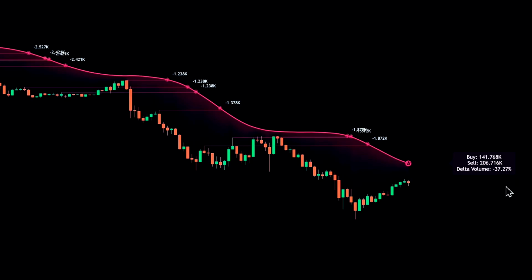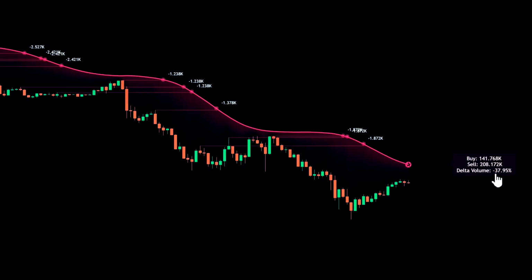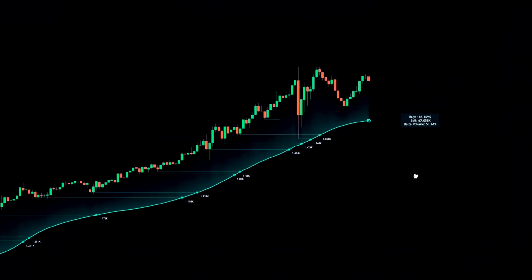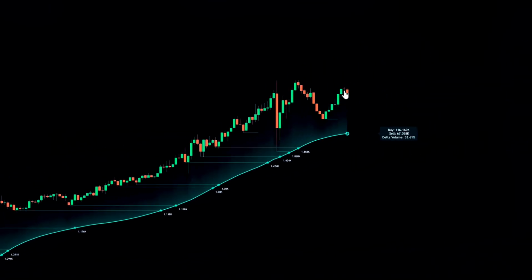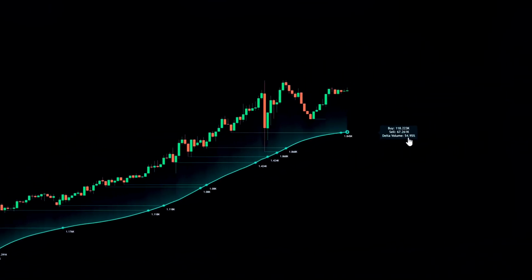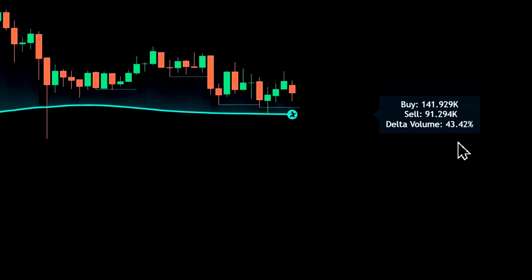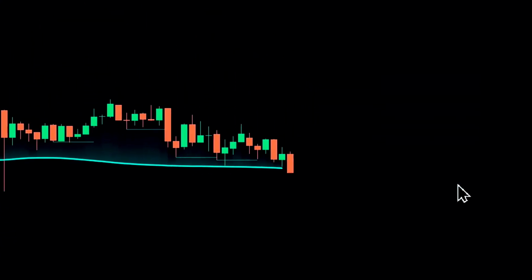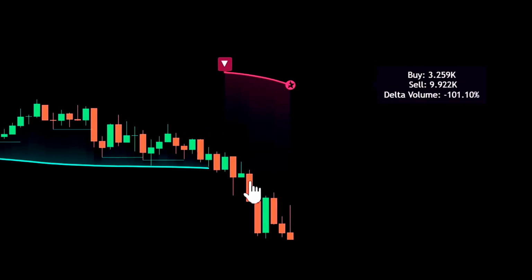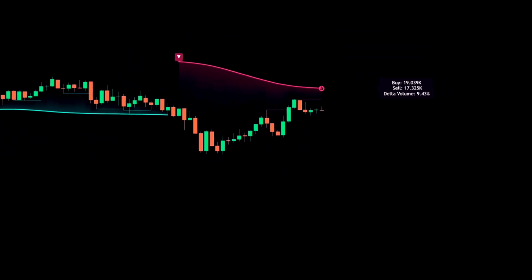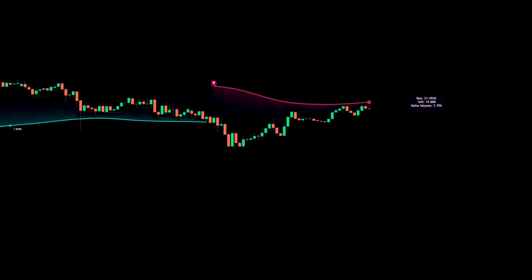This brings us to another important application of the VIDIA indicator: trend reversals. If the delta volume starts shrinking towards zero in a bullish trend, it's a sign that the trend could be reversing soon. That's your cue to start exiting any long positions. On the flip side, if the delta volume becomes less negative during a bearish trend, it's a sign that the trend could be weakening. Now, let's look at how this works in a non-trending ranging market.